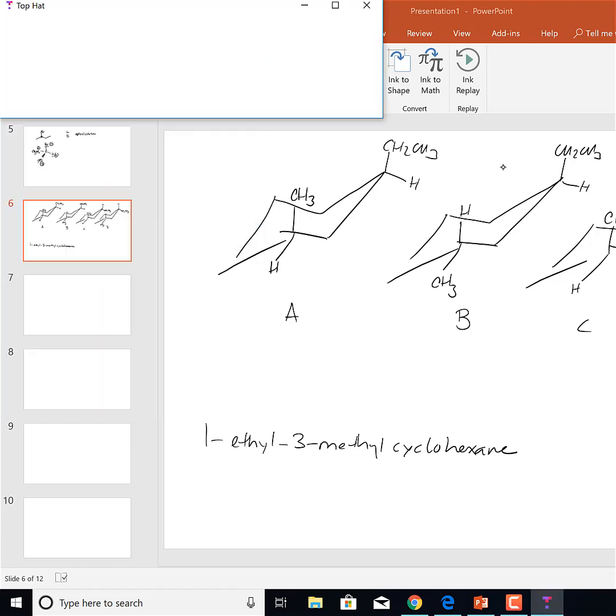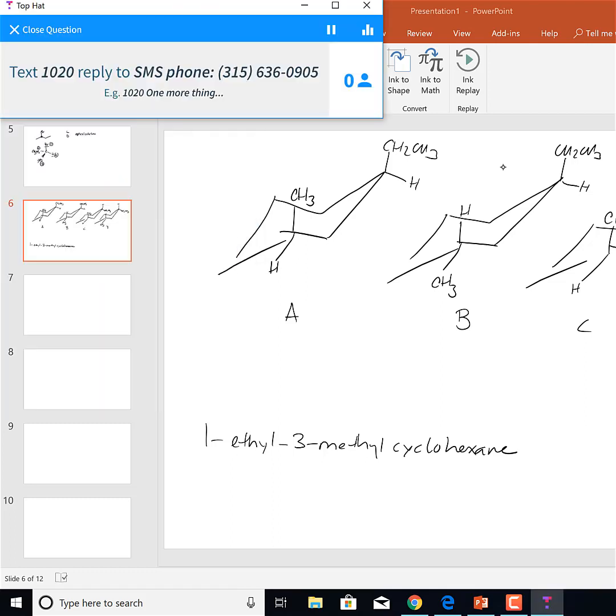Okay, so tell me which two are cis, and just type in both letters. So I've got this set up as a word answer, but all you have to do is type in the two letters for the ones that are cis.